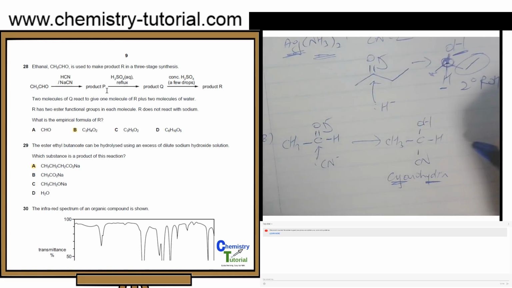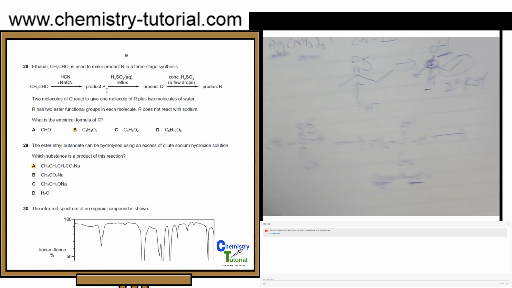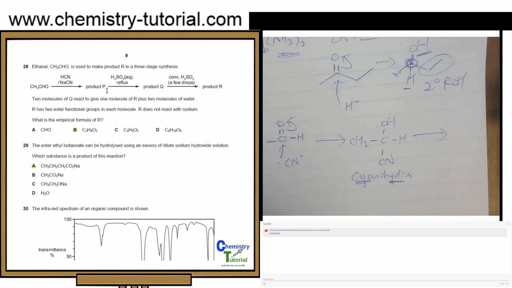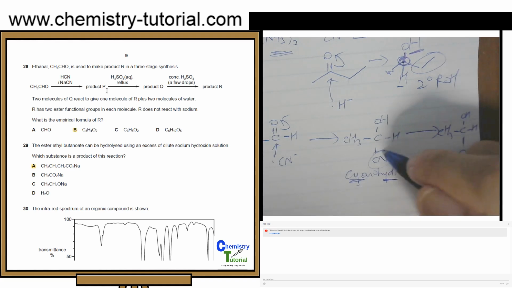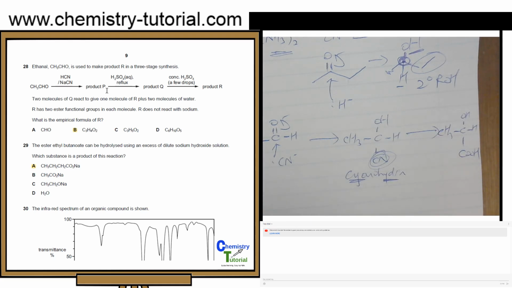Now if you add your H2SO4, you're trying to perform an acidic hydrolysis. And this acid hydrolysis is going to affect your nitrile, your CN group. And we will have CH3, CH(OH), and a COOH, because your CN gets hydrolyzed to form COOH.